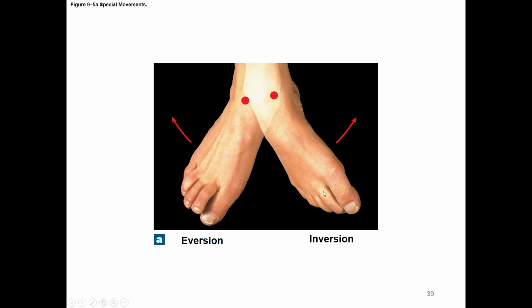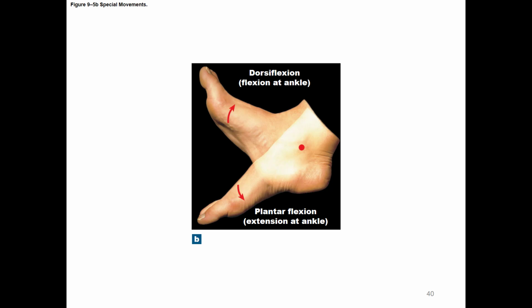So inversion, pointing the toe toward the midline. Eversion, pointing the toe away from the midline. Dorsiflexion, pointing the toe towards the face. Plantar flexion, standing on tiptoes or pointing the toe downward.